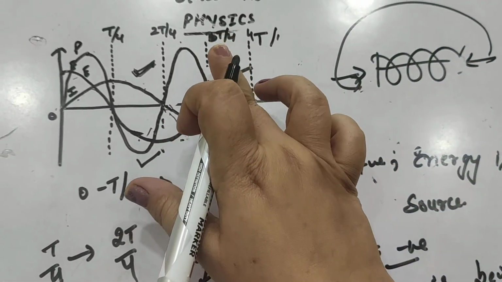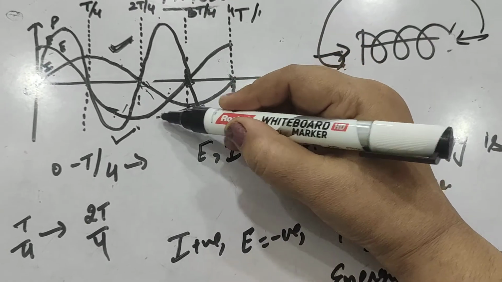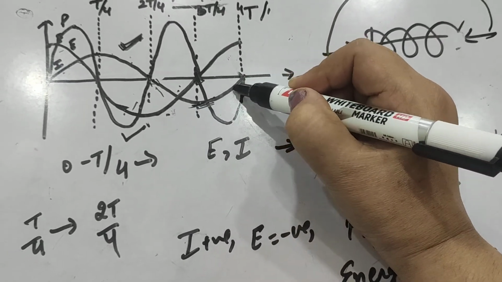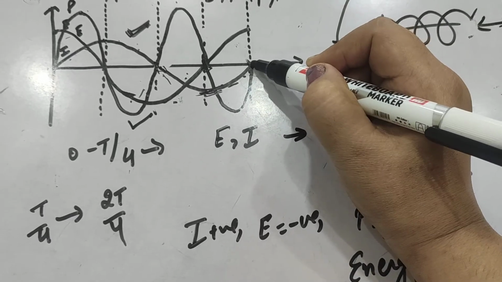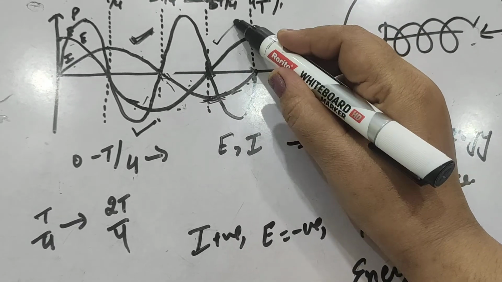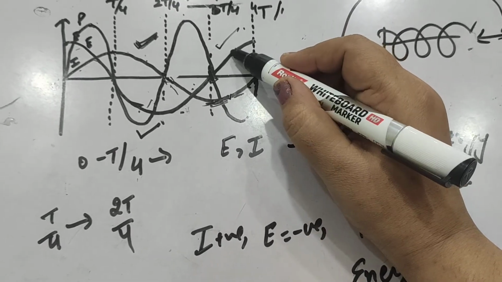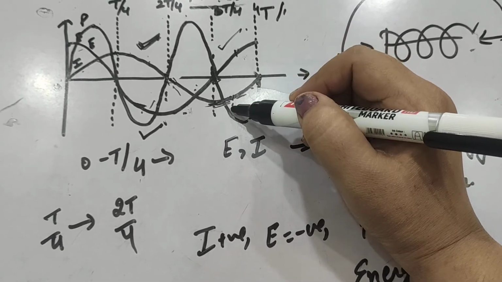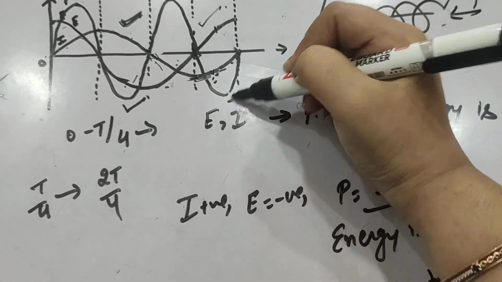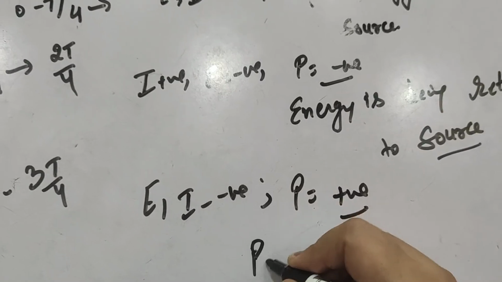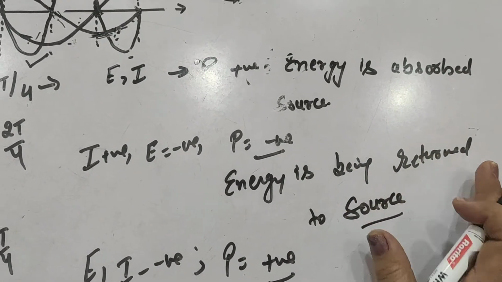Similarly during the time period 3T by 4 to 4T by 4, you can see that the current is still negative but the voltage is positive, so the product of power and current is negative. So power is negative, so energy is being returned to the source.